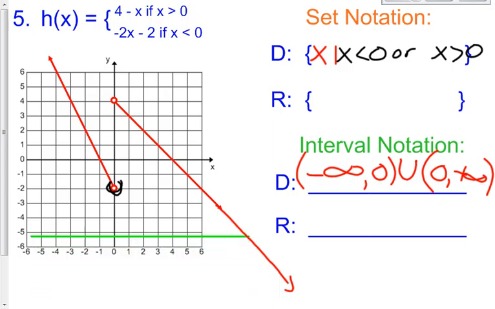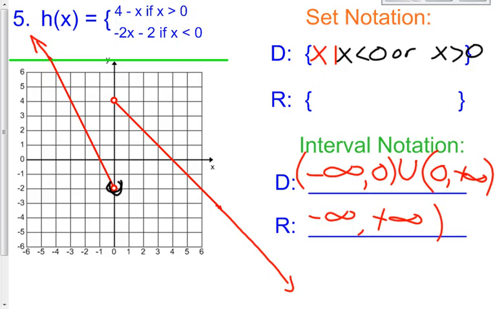And then we're going to go up and up and up. And this line goes all the way up to positive infinity. So it's never going to stop. It goes from negative infinity all the way to positive infinity with our parentheses. So for our range, we say that y such that y belongs to all real numbers.